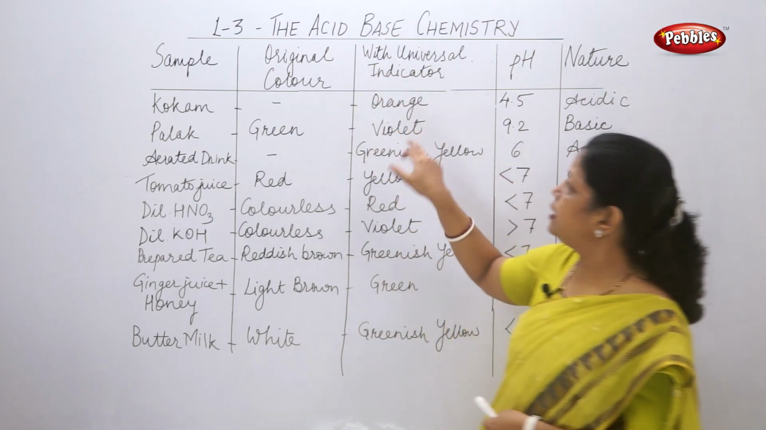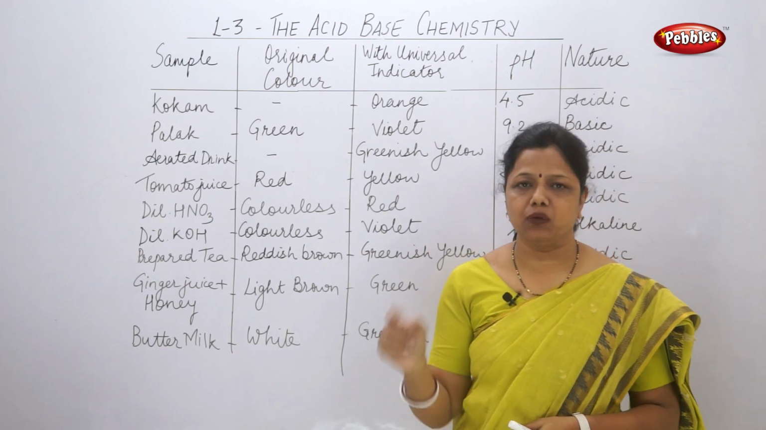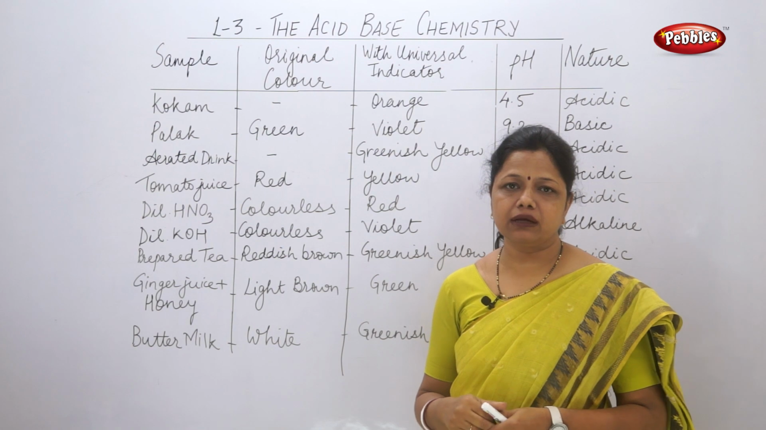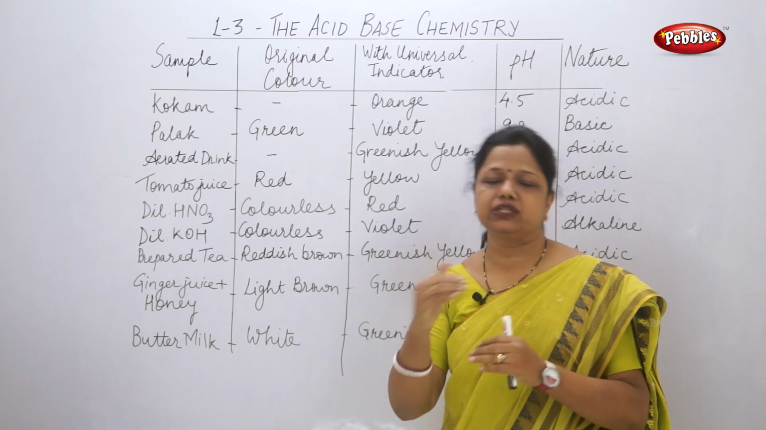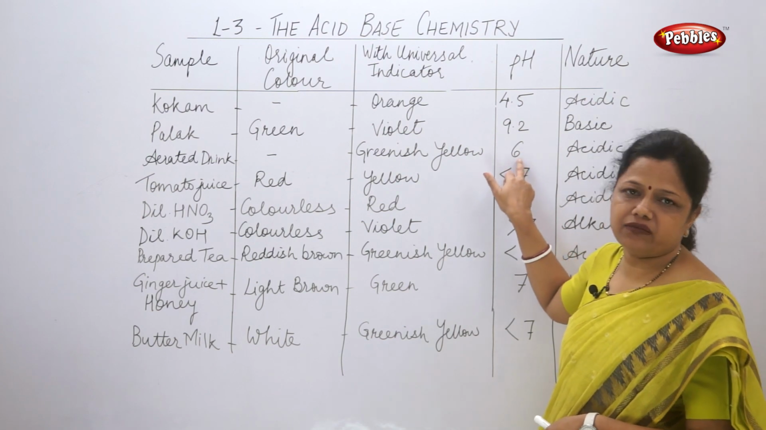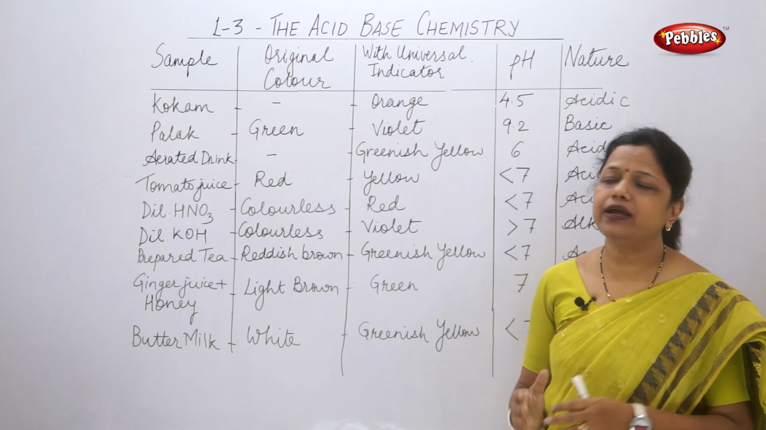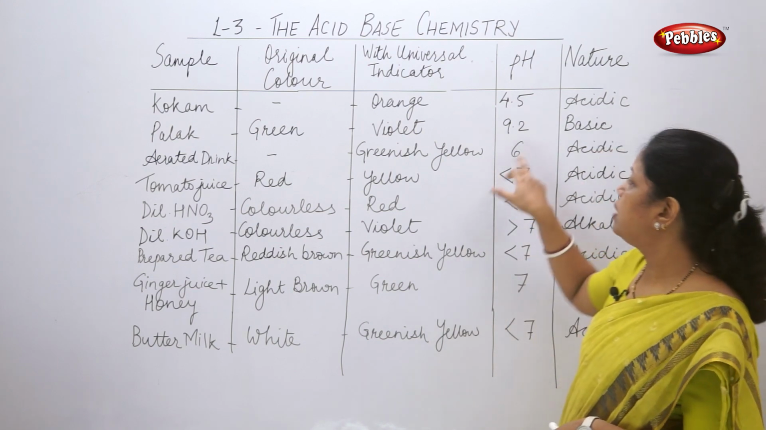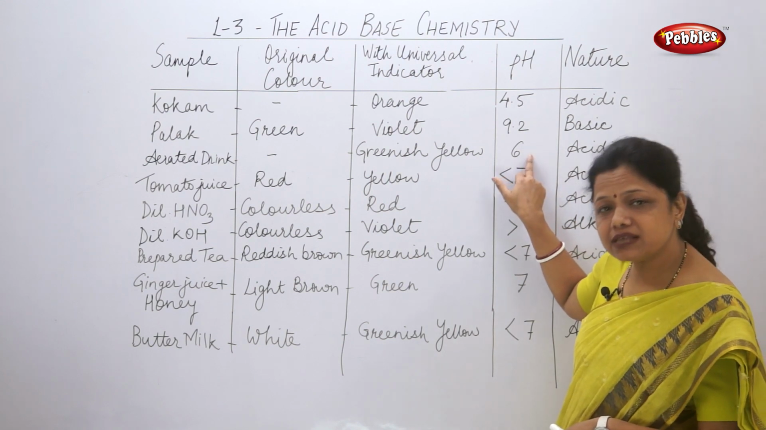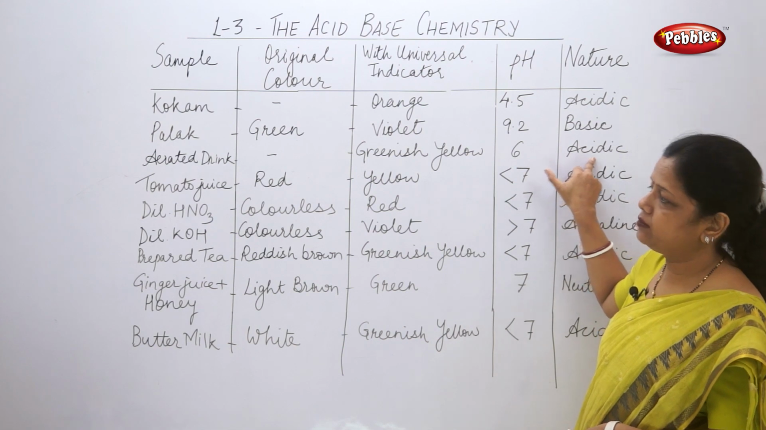But with the universal indicator, it will turn greenish yellow. Now the paper universal indicator itself is yellow in color, but it will turn greenish yellow, showing that the pH is less than 7 and not very dark green. So we can approximate it to around 6. So if the pH is 6, it is less than 7. That means the nature will be acidic in nature.